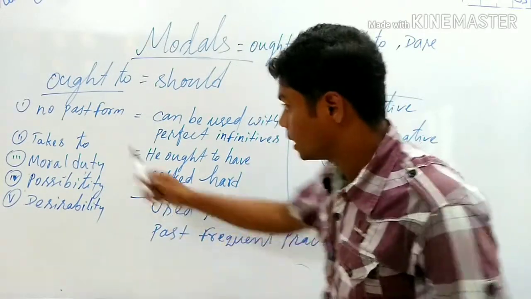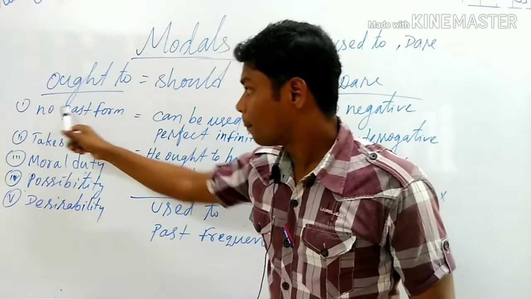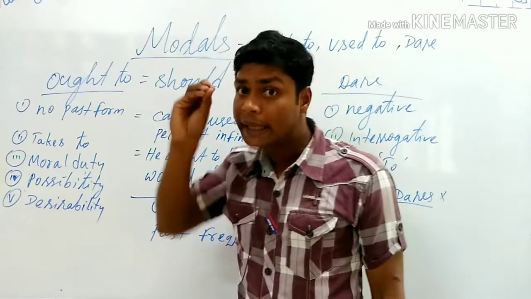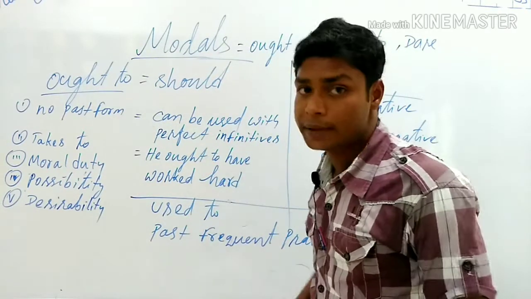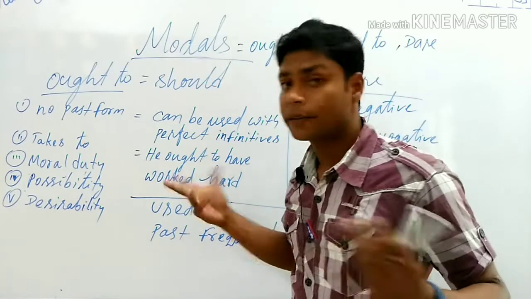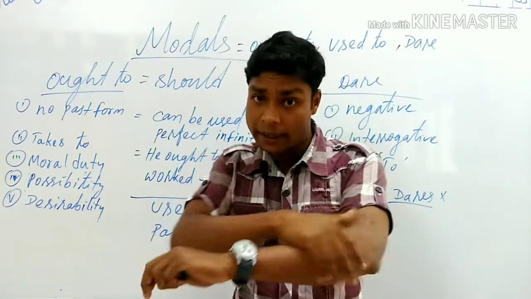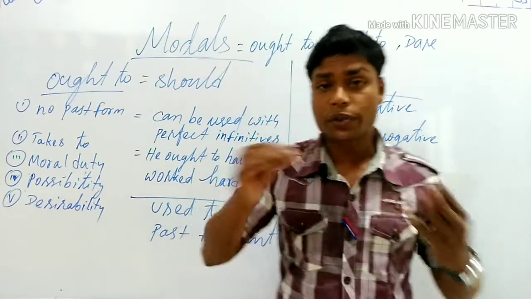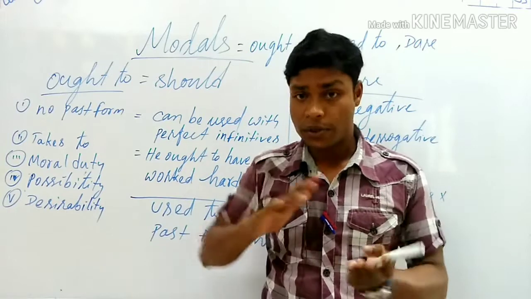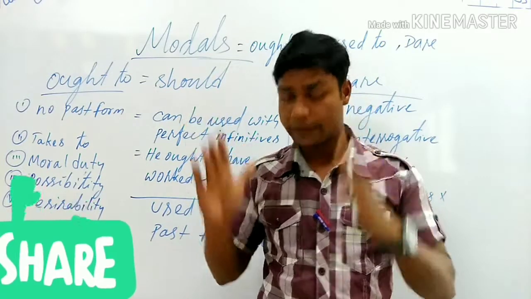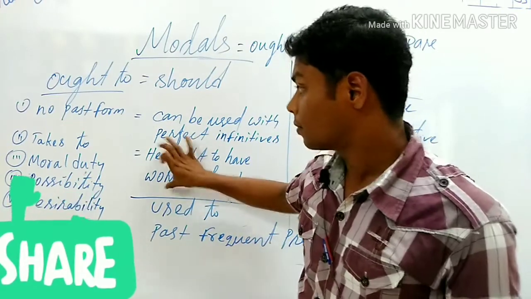Then next comes, listen here, ought to. There is no past form of ought to, but it can be used as past. How? By using the perfect infinitive, that is, have or has. We say that he ought to have done this. That means he should have done this. He ought to have worked hard for the exam. Then he should have passed the exam. So ought to have and should have, they both have the similar meaning. Ought to have worked hard. So this is the past form of ought.